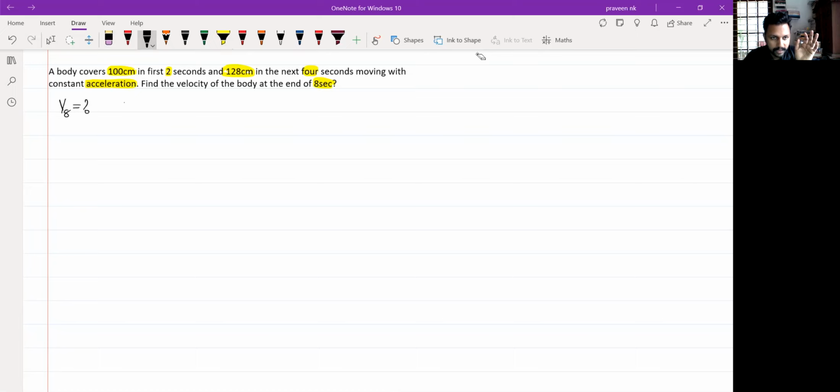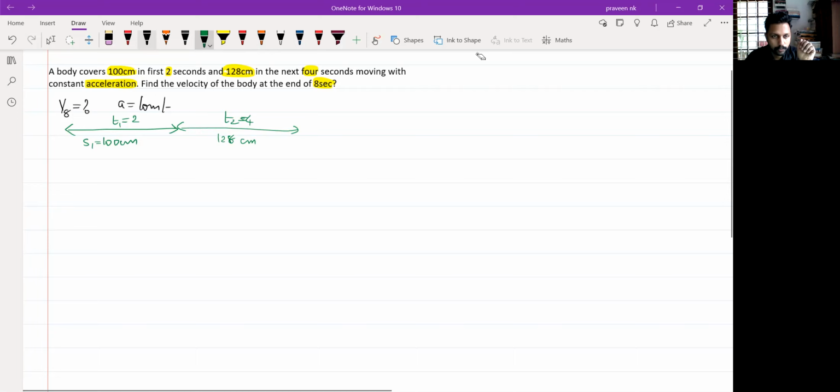Okay. For that, they have given acceleration as constant, but they didn't give the value of acceleration. Instead, they have given us a hint that for the first 100 centimeter, it is covered in a time of, let's say, t1 is equal to 2 seconds. Let's call this 100 centimeter as S1, displacement 1. Then the next 128 centimeter, it is covered in a time of 4 seconds. This is the hint given and we have to solve this problem.